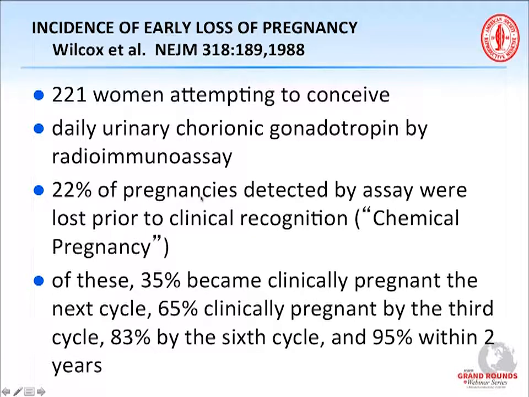22% of the pregnancies that were detected by this assay bled at or around the time of the expected menses. And he dubbed these chemical pregnancies. But of these, 35% were clinically pregnant the next cycle, 65% by the third cycle, 83% by the sixth cycle. This is an excellent prognostic sign. It proves they ovulate. It proves at least one tube is open. It proves their partner makes sperm. It proves they can capacitate their partner's sperm.